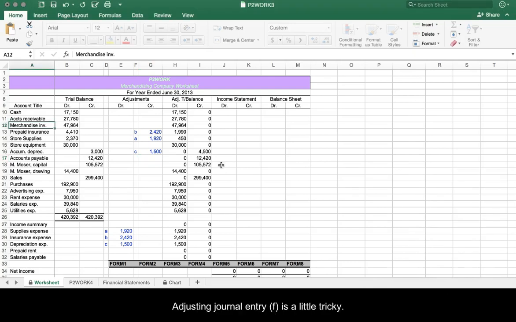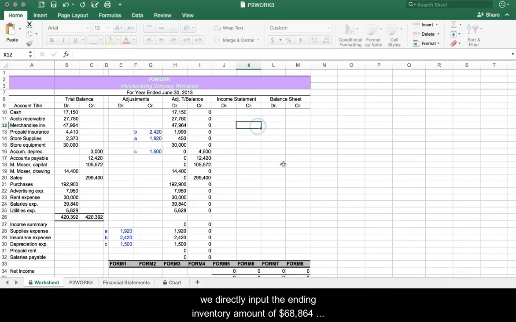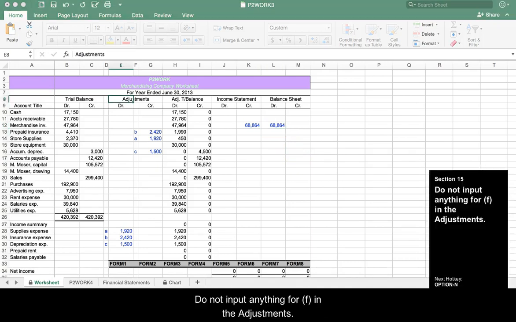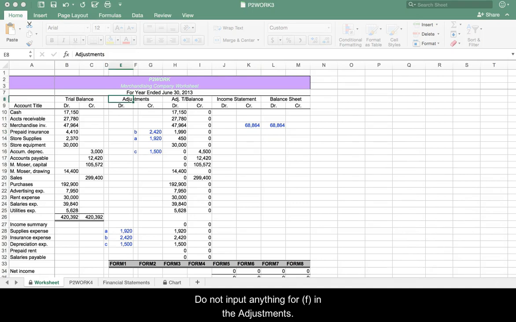Adjusting journal entry F is a little tricky since we have to show both beginning and ending inventory on the income statement. We directly input the ending inventory amount of $68,864 into the credit column of the income statement and debit column of the balance sheet. Do not input anything for F in the adjustments.